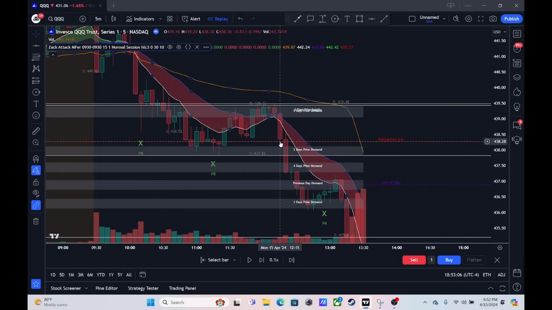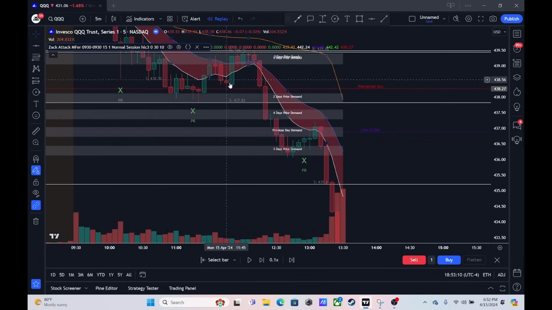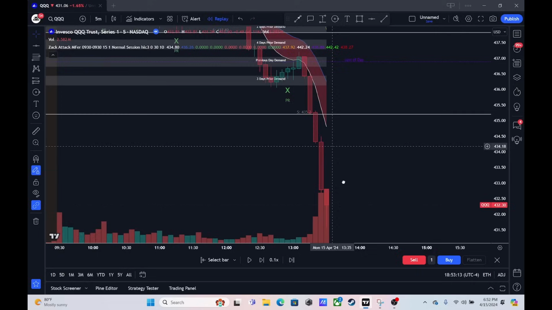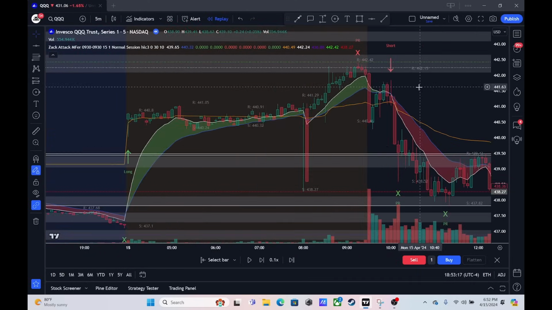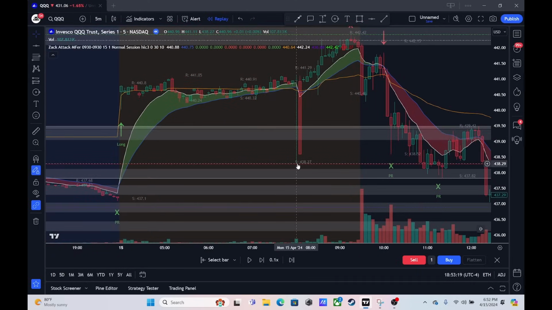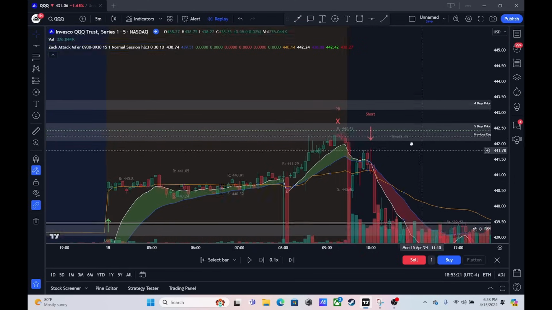Here we tested pre-market low again, got a slight bounce in the clouds, but once we closed below pre-market low, that was it. We had a new range established and we continued to dump. So it's nice to have those on your chart, and they will adjust per the day. You can see this was the pre-market low and it plotted there, and then that was the pre-market high.